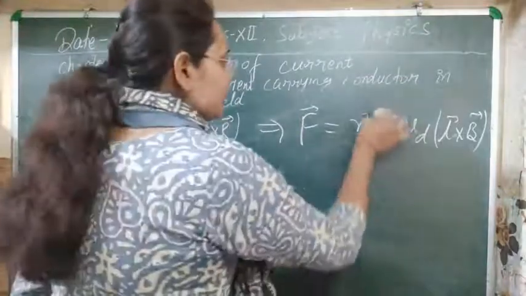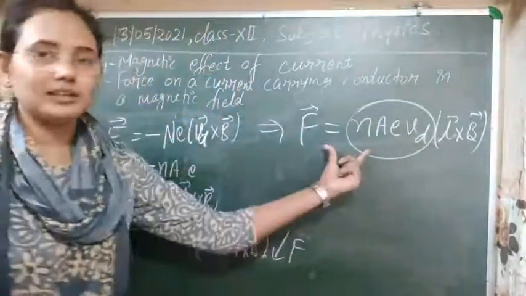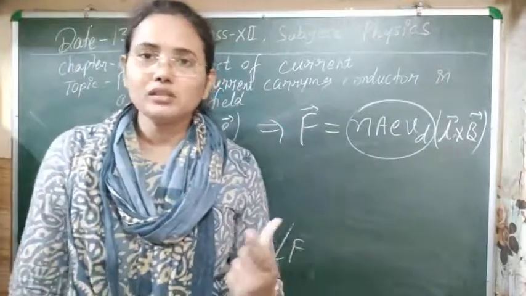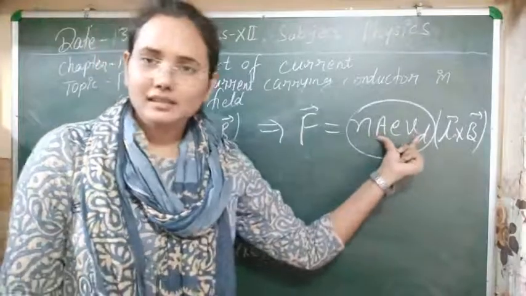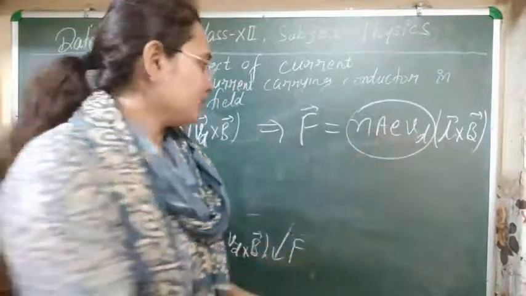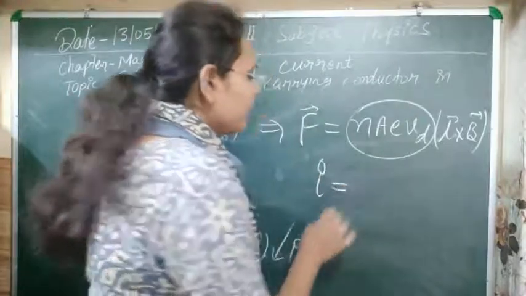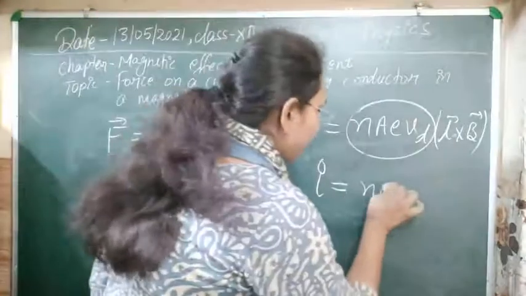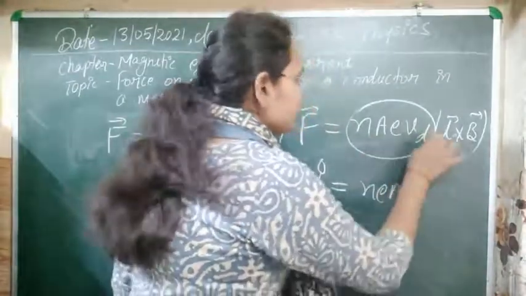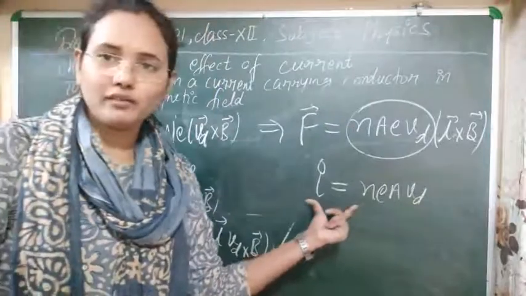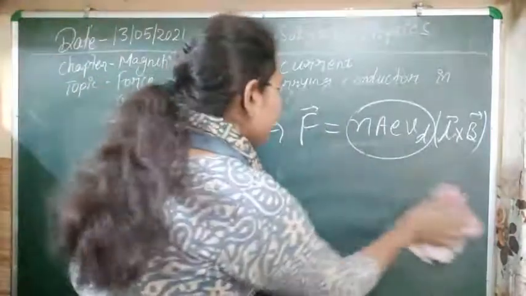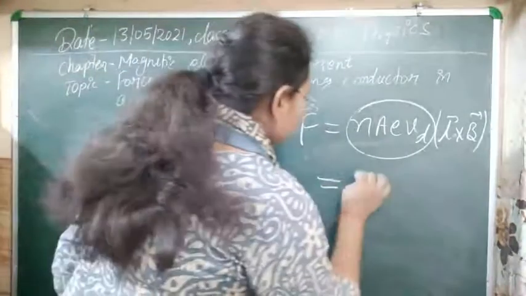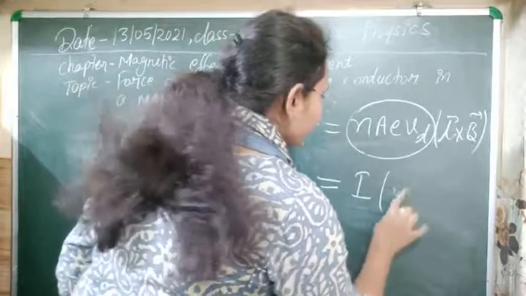So if you will see this whole circle part, this is the current flowing due to the drifting of electrons with some velocity Vd. That section we have discussed already in current electricity. So the relation between the current that is flowing and drift velocity, there we have derived it: I is equal to NeA Vd. So this is the value of the current that is flowing in our conductor. It means that in place of this circle part we can write the current I that is flowing in our conductor here.